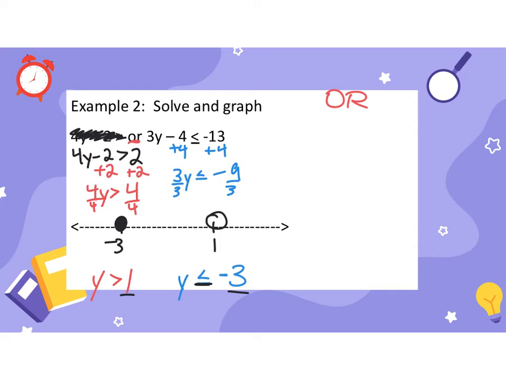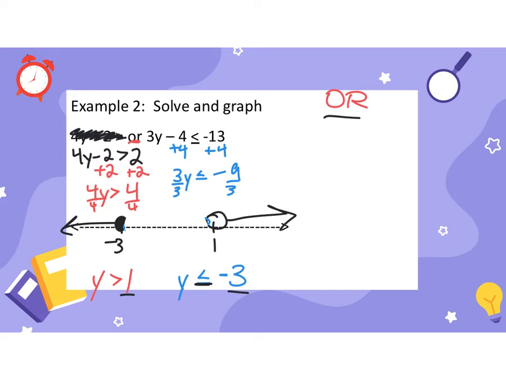Okay, so we'll start with the -3. It says y is less than or equal to -3. So less than, am I shading left or right? Left. And y is greater than 1. So is that right or left? Right. Okay. Does this look like an OR function? I think so. We've got a big, nice gap here in the middle, okay? And that's what we know we're supposed to have. We solved these correctly, okay?